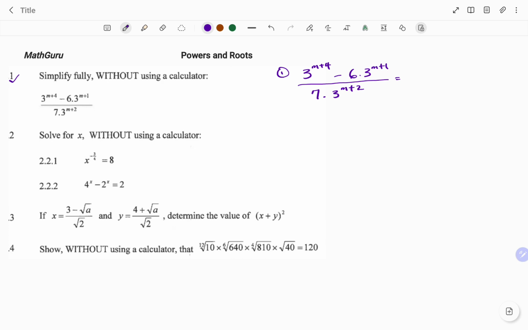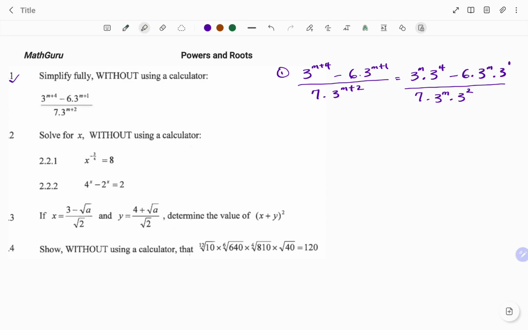So I have this separated as 3 to the power of m times 3 to the power of 4. I'm applying the exponential law in reverse, minus 6 times 3 to the power of m times 3 to the power of 1, divided by 7 times 3 to the power of m times 3 to the power of 2. What I've done is, if I have two terms multiplying each other and the bases are the same, then what I get to do is to add up the exponents.